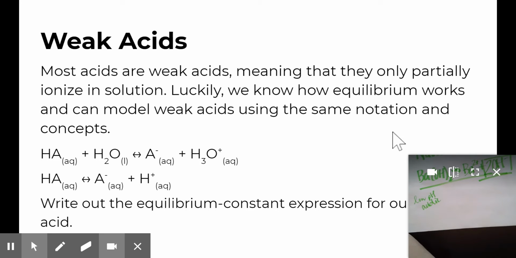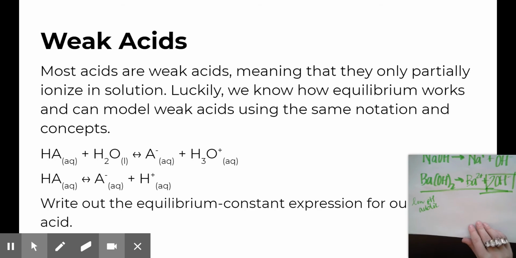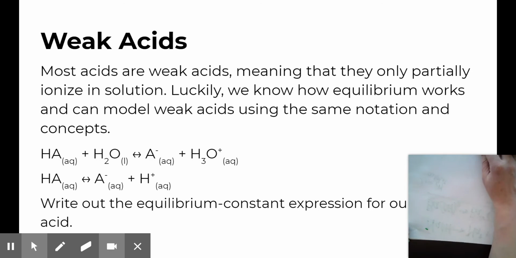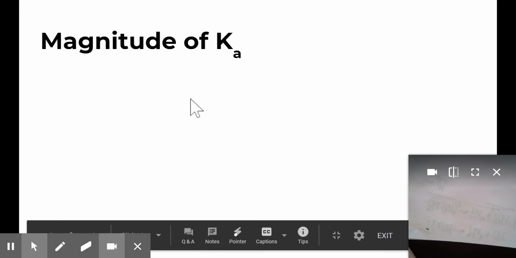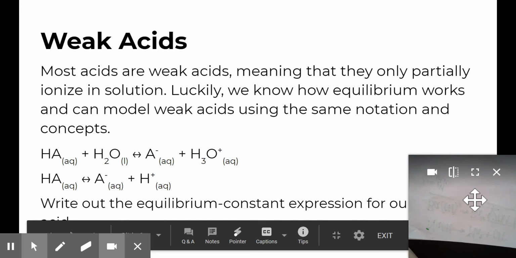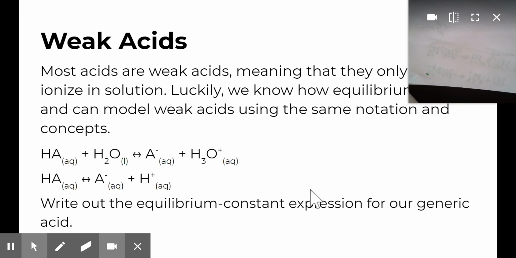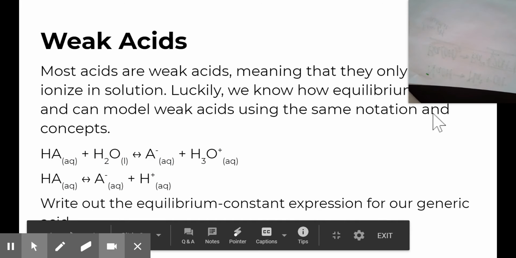So luckily, we're pretty good at equilibrium these days. So here's what I want you to do first. I want you to write out the equilibrium constant expression for our generic acid. So write it out here. Take a second.